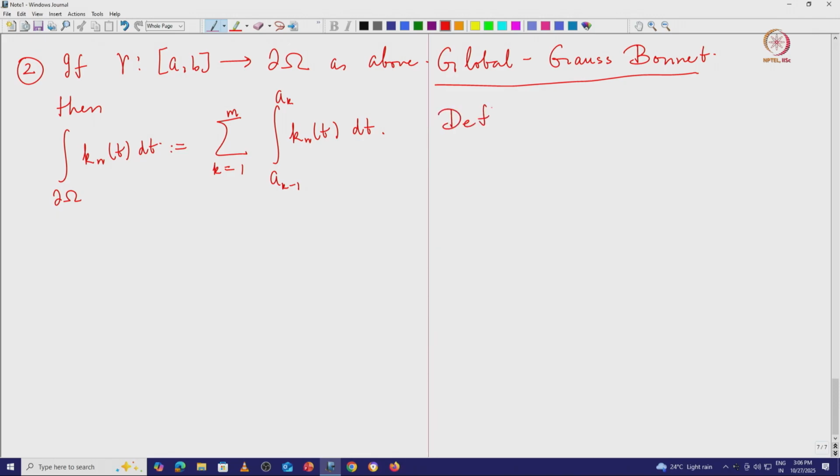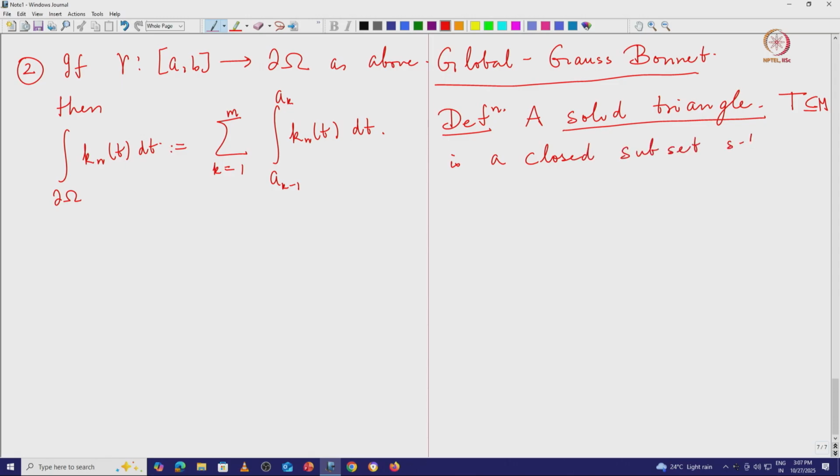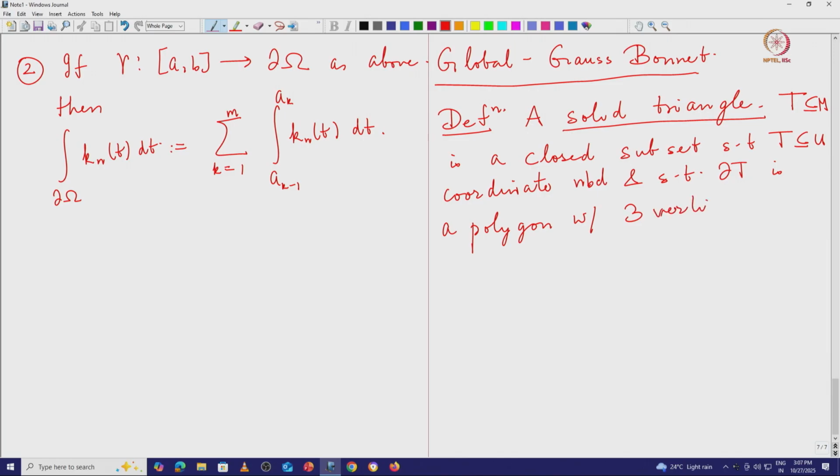So for this I need a couple of definitions. So a solid triangle T in M is a closed subset such that T is completely contained in a coordinate neighborhood, and such that the boundary is a polygon with 3 vertices and 3 edges. Okay, so something like this.